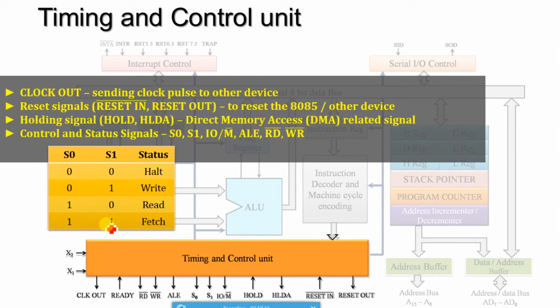If it is 0, 1 or 1, 0, it means we are writing the data or reading the data. In the previous example itself we are reading from the memory, is it not? 0505 is read from the memory itself. So during that read operation, these two signals will be 1 and 0. This is the status of these signals.